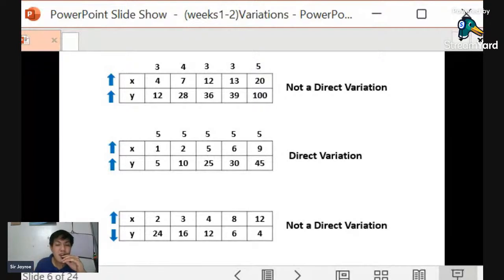In inverse variation naman, if the first variable increases, the second variable decreases. Kaya nga inverse, 'di ba? Pag sinabi nating inverse, kabaliktaran. So dapat baliktad yung nangyayari dun sa x at saka y value. Okay? So I hope you understand.